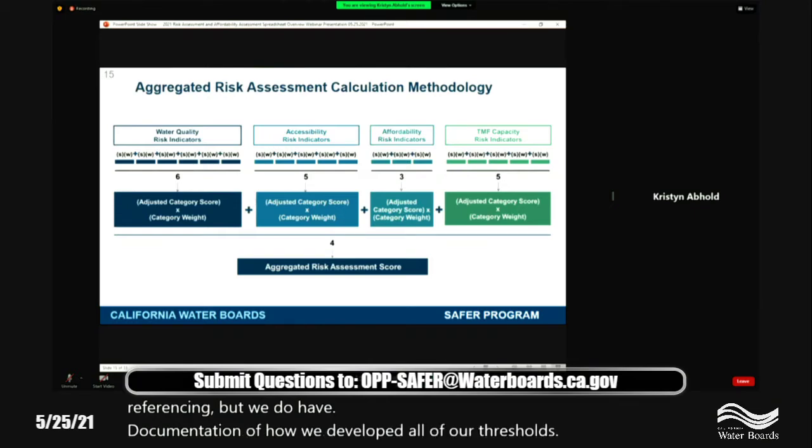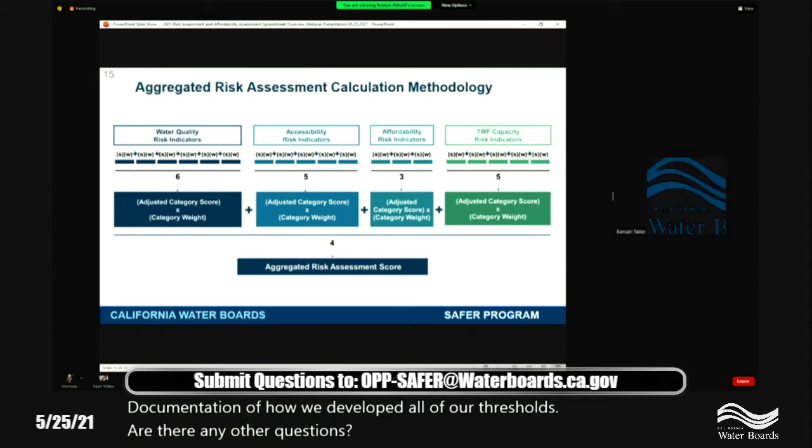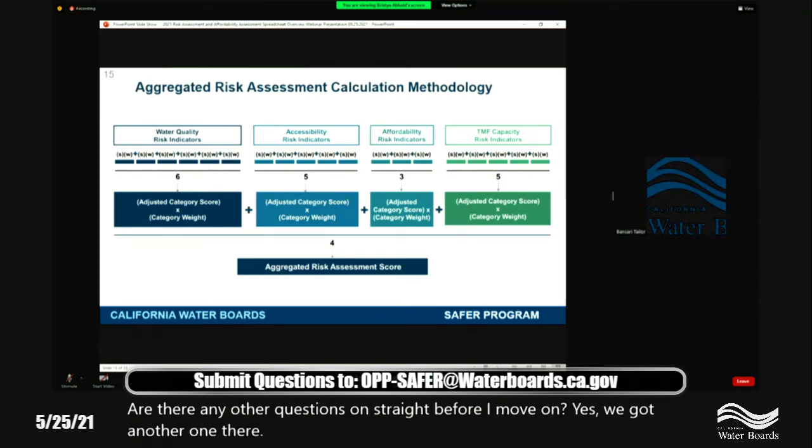Are there any other questions, Bansuri, before I move on? Yes, we got another one. They're asking, what is the assessment used for? Forced consolidation or financial assistance, or both?